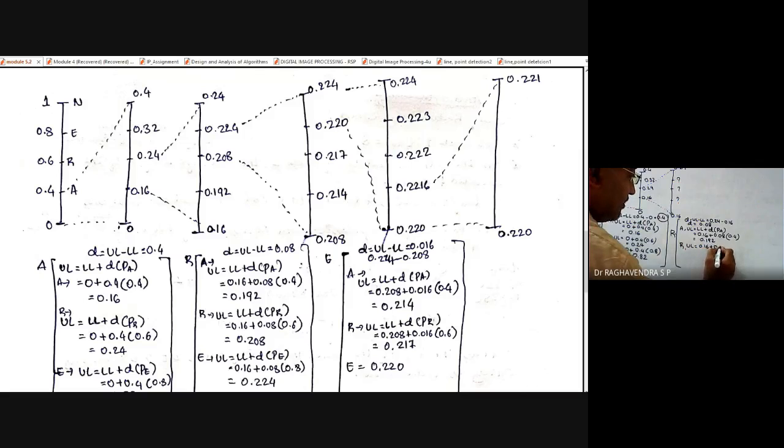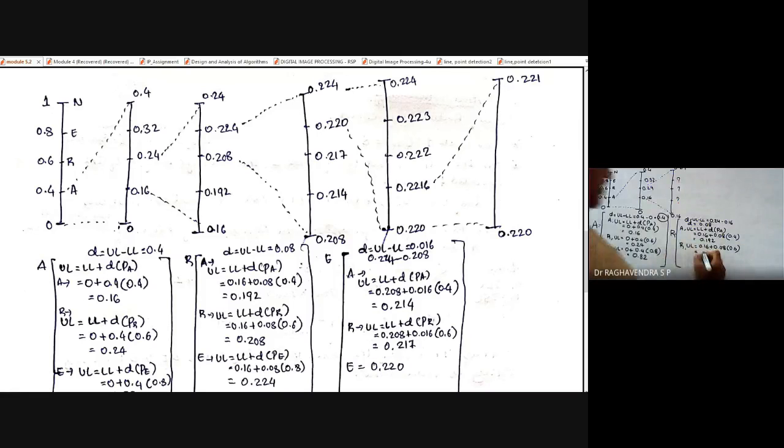ಅದೇ ತರನೇ R ಗೆ ಮಾಡೋಣ. Once again UL is equals to 0.16 plus 0.08 into probability of R. Probability of R is 0.6. ನೋಡಿ ಎಷ್ಟಾಗುತ್ತೆ? 0.208. Okay, so now you write these values here. This is 0.192. This is 0.208.